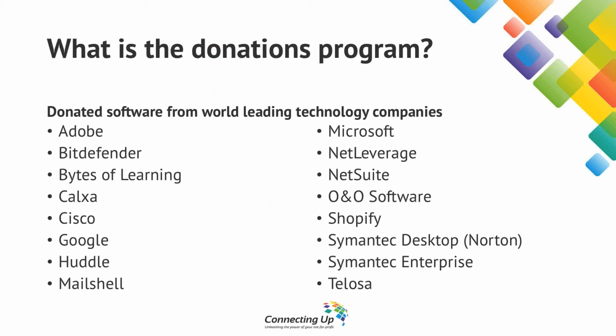One of the unique things about this program is that Connecting Up run the program. We're a not-for-profit organisation and we run it for not-for-profit organisations. We don't receive any funding for the program. We keep it sustainable by charging a small administration fee on each order, which is generally equal to about 4 to 8% of retail price. So if you order a Microsoft product today, Microsoft will 100% donate that product to your organisation, and Connecting Up charge that small administration fee that makes sure that we can still provide you with another donation tomorrow.